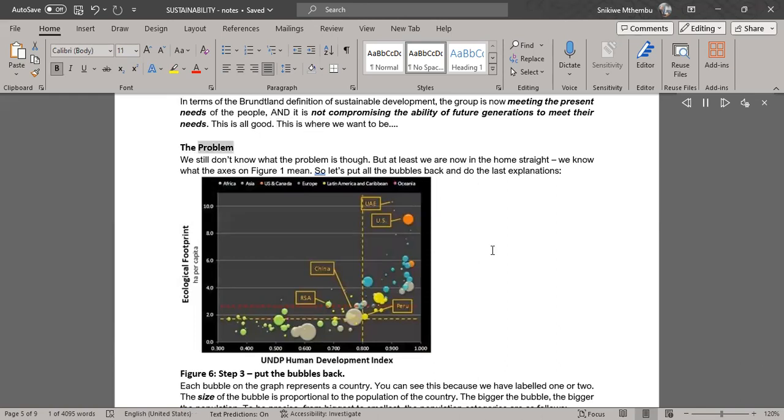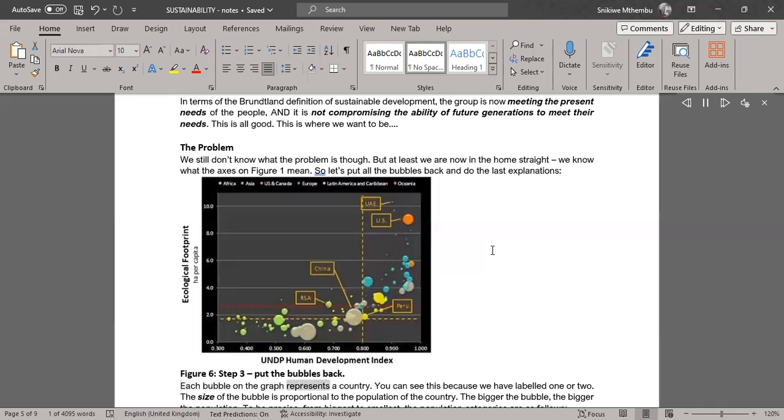The problem. We still don't know what the problem is though. But at least we are now in the home straight, we know what the axes on figure 1 mean. So let's put all the bubbles back and do the last explanations. Figure 6, step 3, put the bubbles back.